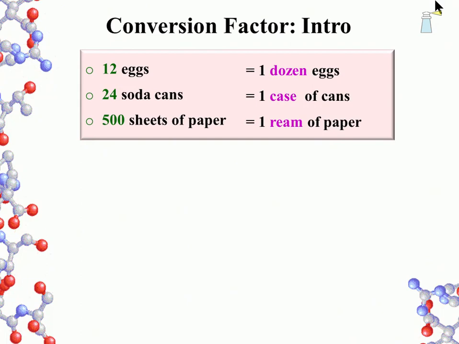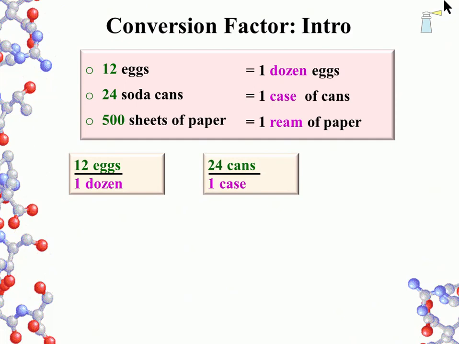create conversion factors. A conversion factor from dozen into number of eggs might look like 12 eggs over a dozen. 24 cans over one case is a conversion factor into cans from case, and 500 papers over one ream is a conversion factor into paper from ream.